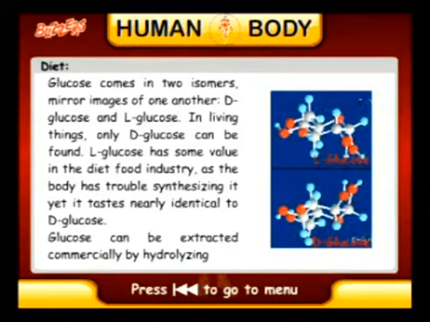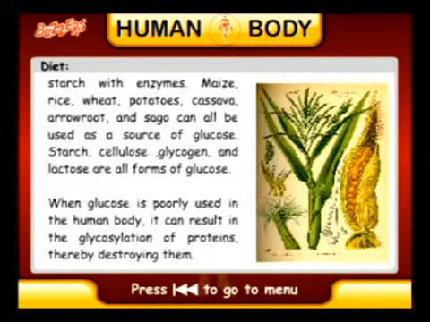L-glucose has some value in the diet food industry, as the body has trouble synthesizing it, yet it tastes nearly identical to D-glucose. Glucose can be extracted commercially by hydrolyzing starch with enzymes. Maize, rice, wheat, potatoes, cassava, arrowroot, and sago can all be used as a source of glucose. Starch, cellulose, glycogen, and lactose are all forms of glucose.